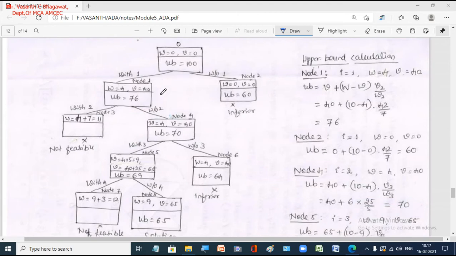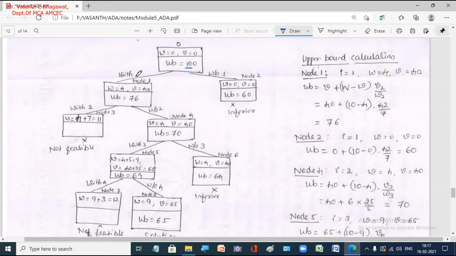So initially W is equal to 0. We have not selected any item, weight is 0, profit also is 0. What is the upper bound we calculated? We got upper bound as 100. Now from here, we start selecting one by one item. Now with 1.